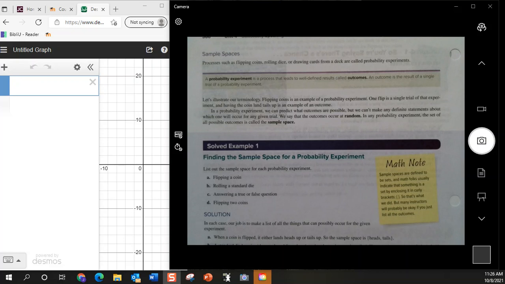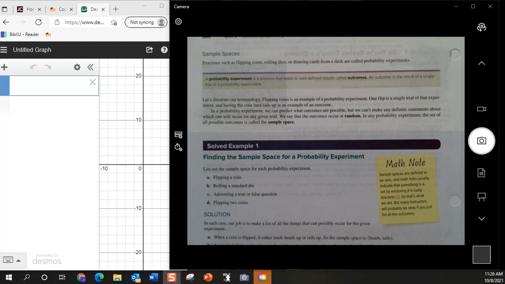Let's illustrate our terminology. Flipping coins is an example of a probability experiment. One flip is a single trial of that experiment, and having the coin land tails up is an example of an outcome. In a probability experiment, we can predict what outcomes are possible, but we can't make any definite statements about which one will occur for any given trial. We say that the outcomes occur at random. In any probability experiment, the set of all possible outcomes is called the sample space.